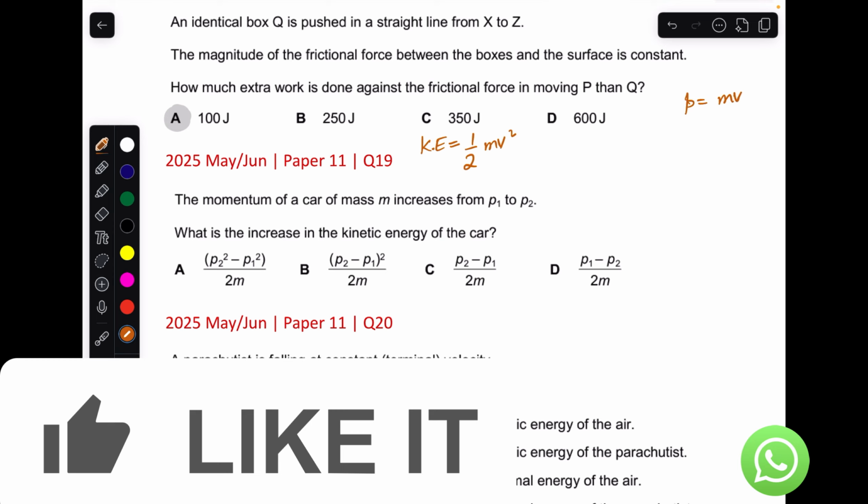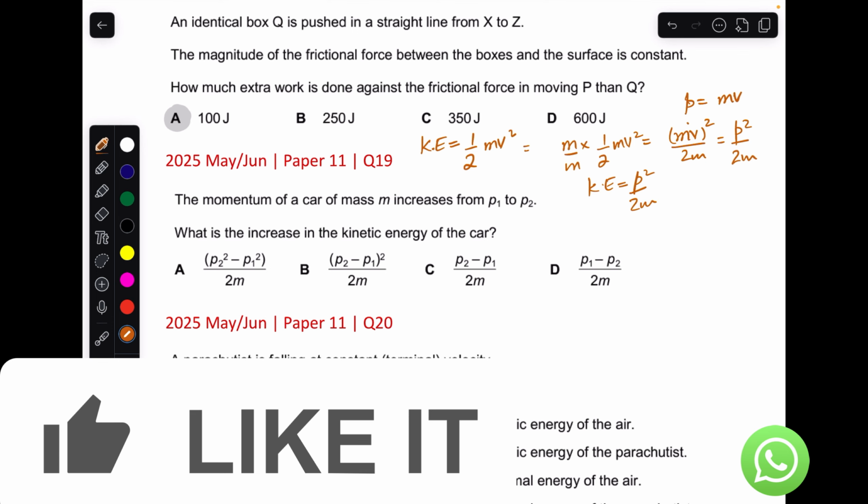If you have to relate both of them, you have to derive kinetic energy in terms of momentum. If I multiply and divide by mass m, with 1 by 2 mv squared, it will give me m into v whole squared, divided by 2m. M into v is momentum, so it can be written as momentum squared divided by 2m. So I know kinetic energy is p squared divided by 2m.